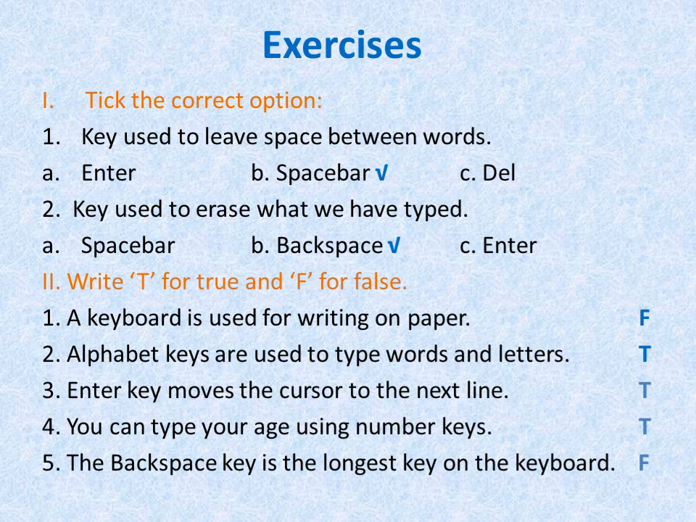The next is write true or false. The first is a keyboard is used for writing on paper. False. Second is alphabet keys are used to type words and letters. True. Third is enter key moves the cursor to the next line. True. Fourth is you can type your age using number keys. True. Fifth is the backspace key is the longest key on the keyboard. False.